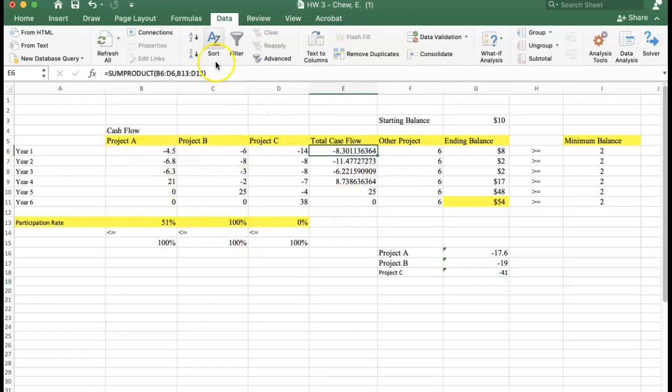So all I did here was do a SUMPRODUCT of B6 to D6 with the percentages that we have here from B13 to D13. And I just carried that down all the way, and I saw that, okay, I'm going to have some percentages of that in there, and you can see that we followed this ratio here.